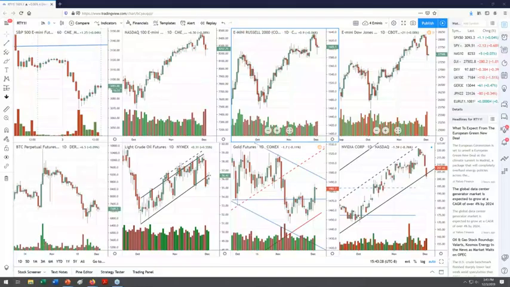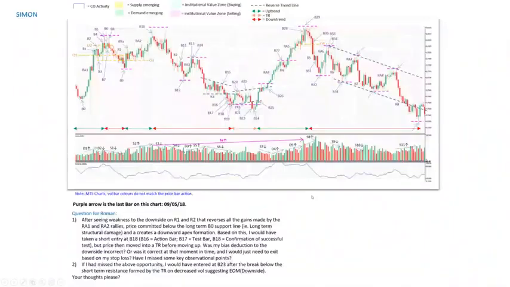Okay, well, that's it for the market update. Let's look at some questions. This one comes from Simon. So here is that question. Was my bias deduction to the downside incorrect? Or was it correct at that moment in time and I would need just to exit based on my stop loss? Have I made some key observations?